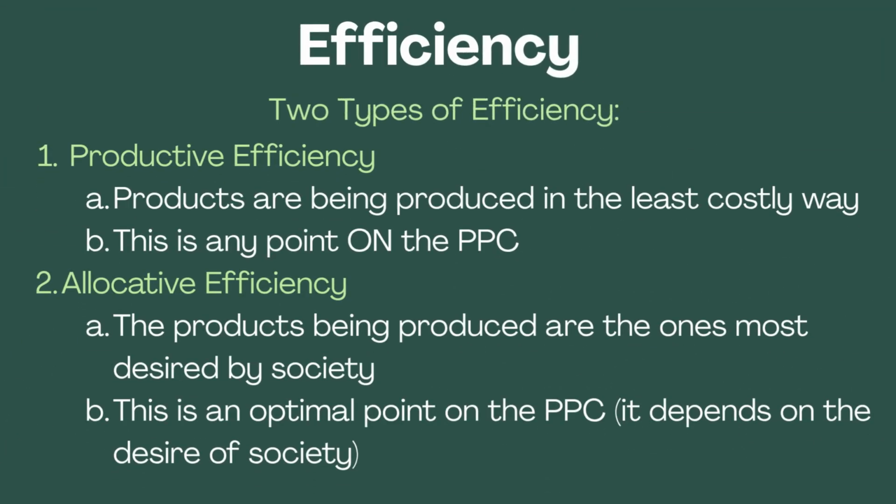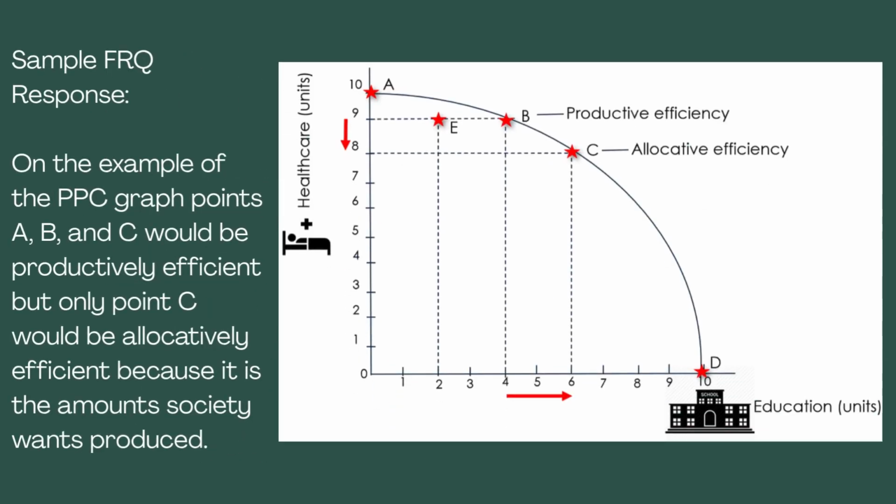There are 2 types of efficiency: productive efficiency, which is products being produced in the least costly way. This is any point on the PPC. Then there's allocative efficiency. These are products being produced at a value most desired by society. On the PPC curve, there is an optimal point, which is dependent on the desire of society. For example, on the PPC graph on the right, points A, B, and C are all productively efficient as they are all on the PPC. However, only point C is allocatively efficient because it is the amount of healthcare and education desired by the society.